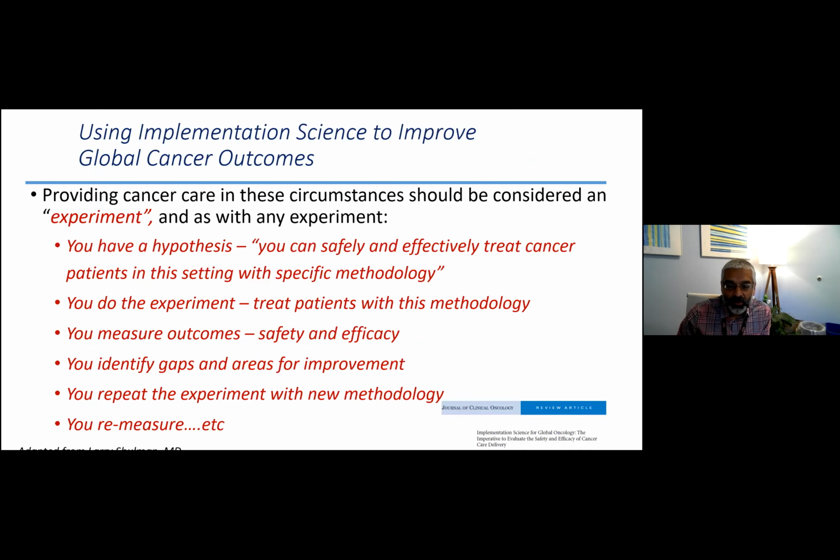So taking a little bit more from Dr. Schulman, implementation science, I think, is a really important way to think about how to make improvements in the global setting. I think of it as kind of an iterative quality improvement project, where you have a hypothesis, just like any other scientific method, and then you continue to try to improve outcomes based on these hypotheses.